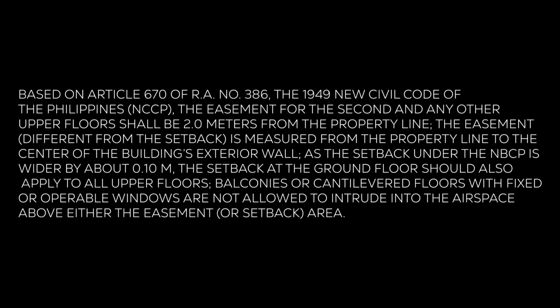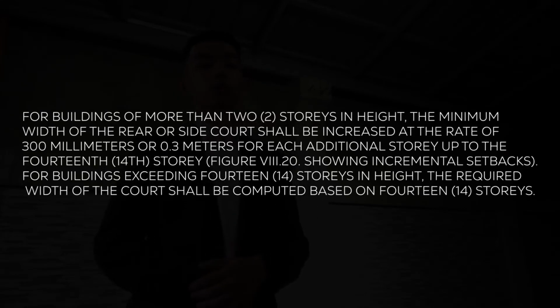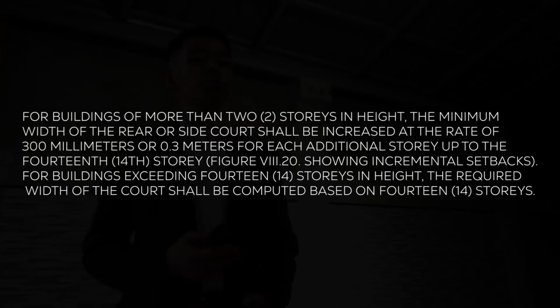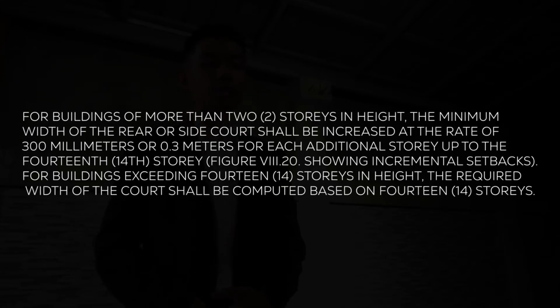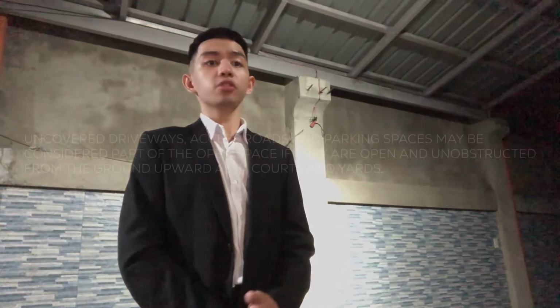easement or setback area. In addition to this part of the topic, for buildings of more than 2 stories in height, the minimum width of the rear or side court shall be increased at the rate of 300 millimeters or 0.3 meters for each additional story up to the 14th story. For buildings exceeding 14 stories in height, the required width of the court shall be computed based on the width of the 14 stories. The uncovered driveways, access roads, and parking spaces may be considered part of the open space if they are open and unobstructed from the ground upward, as in courts and yards.